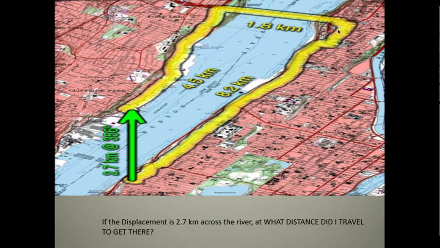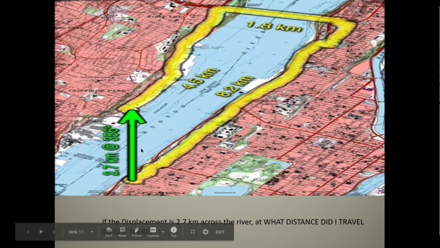So the yellow line represents the distance that we traveled, and we could add up the three vectors, 8.2 plus 1.8 plus 4.5. That would be our total distance that we traveled. Yet the displacement from the starting point to where we finished is much less, only 2.7 kilometers. Displacement is always going to be less than the distance traveled. And that's a key point. So again, displacement will always be less than the distance traveled. There's an old saying, the shortest distance between 2 points is a straight line. That is referring to the actual displacement.